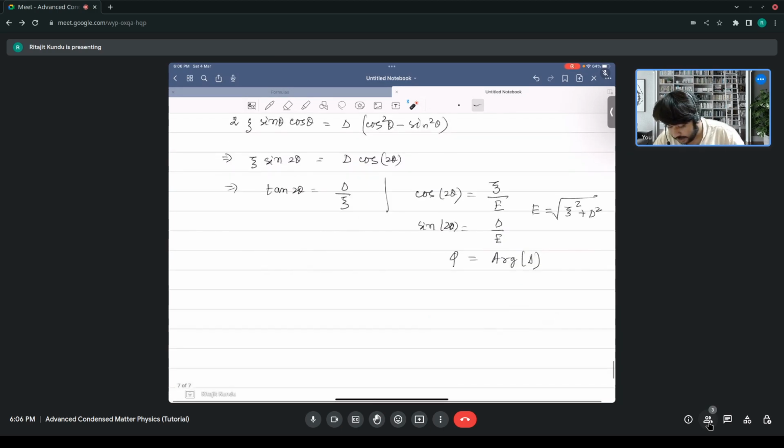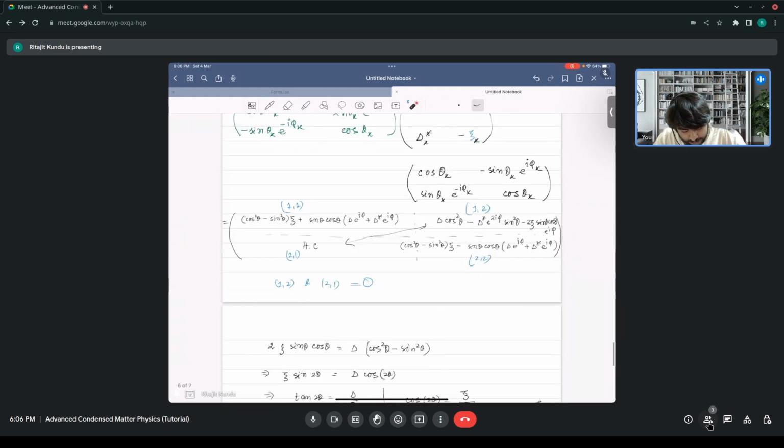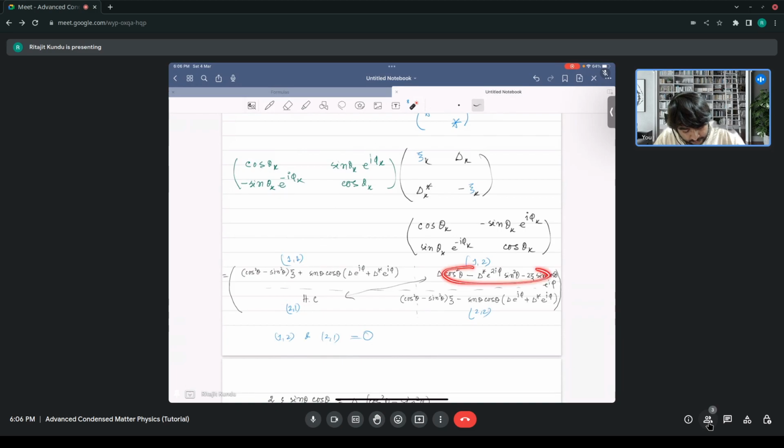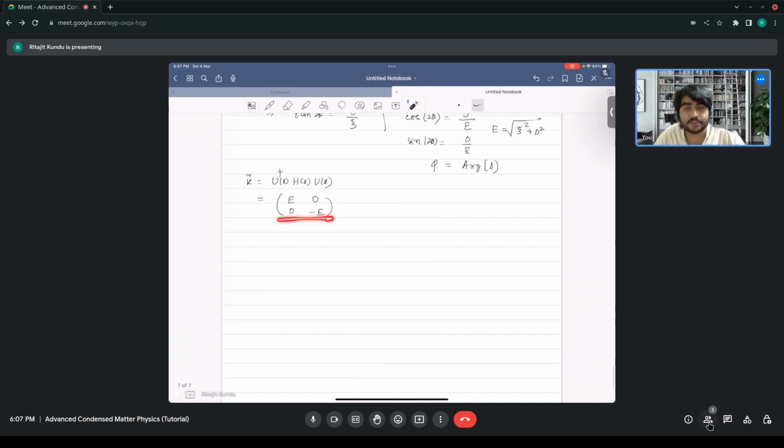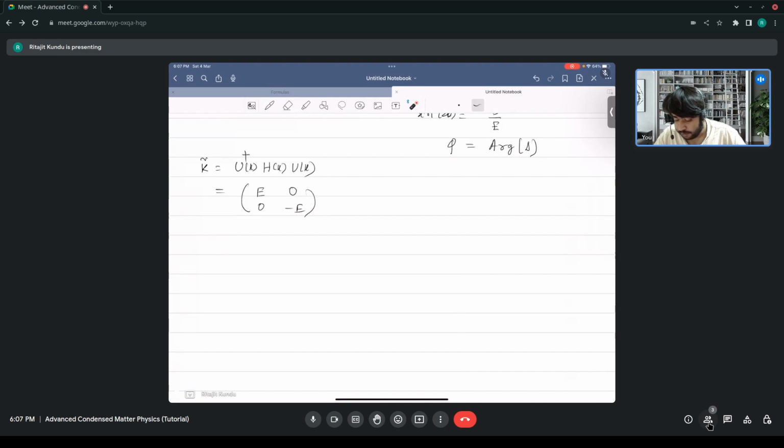And the diagonalized Hamiltonian, K tilde, is given by U_k dagger, let's say this H of k, and U of k. So this will be something like this. It should be clear if you just plug all of these things back into this off-diagonal Hamiltonian. You will see that the off-diagonal will vanish and the diagonal will simplify to become just E or minus E. Okay, like this. So now this is in the proper diagonal form.